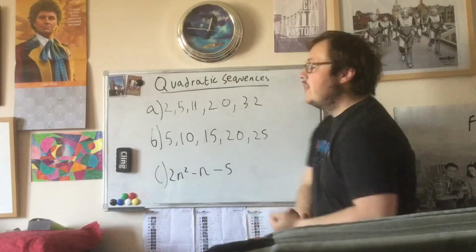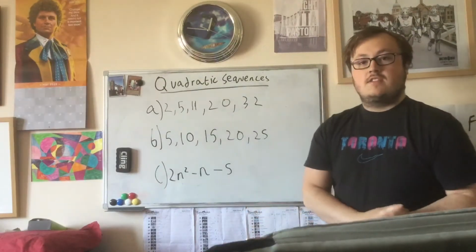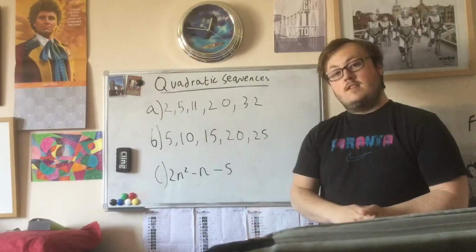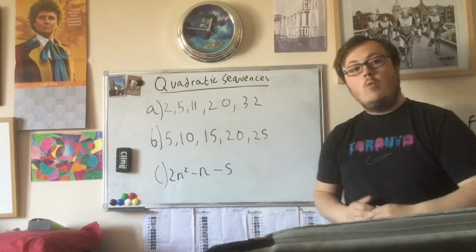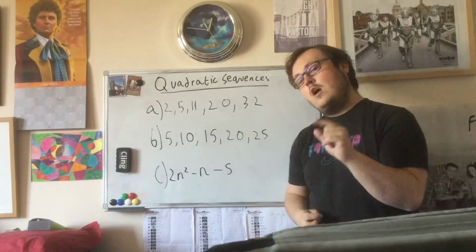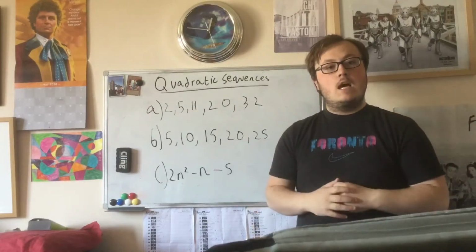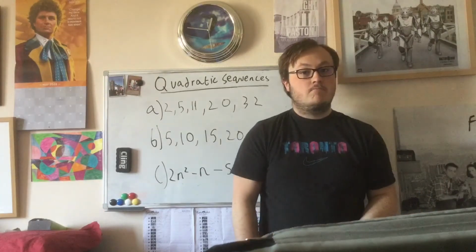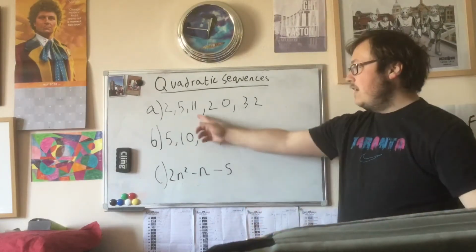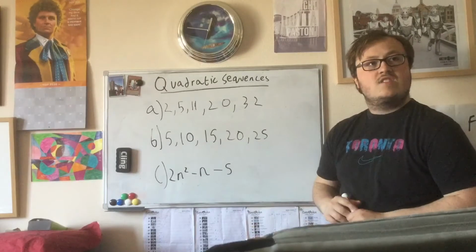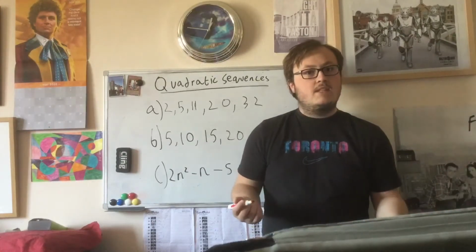But anyway, I gave you this challenge yesterday where I gave you 3 sequences and I want you to find which 2 were quadratic, and for the ones that were quadratic, find the 6th term of that sequence. So, let's go through it. So the first one, we have a sequence here. How can we tell if it's quadratic?